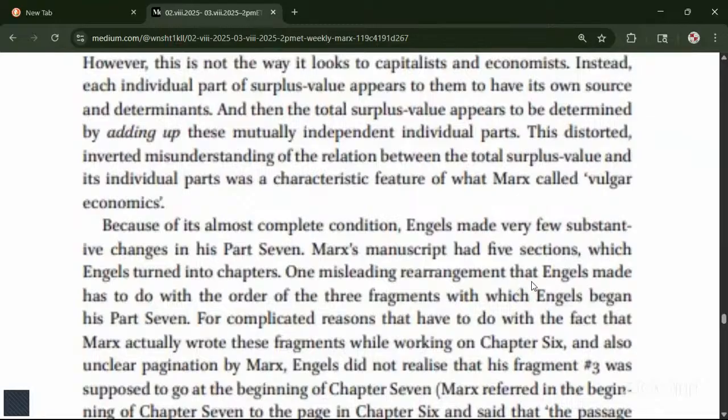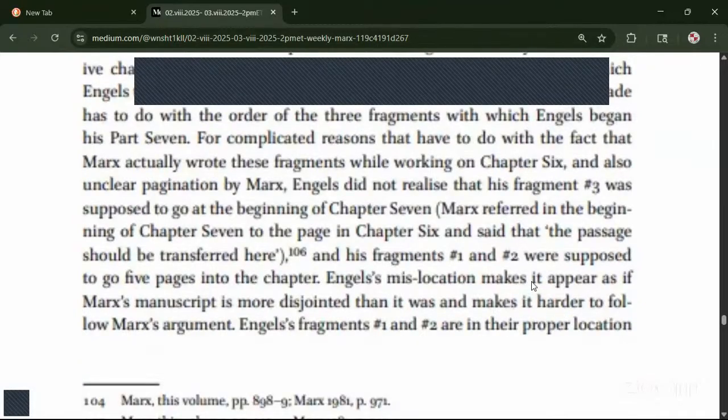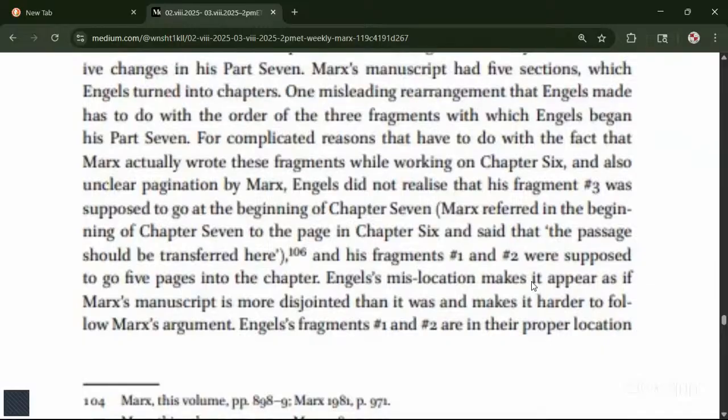Marx referred in the beginning of Chapter 7 to the page in Chapter 6 and said that the passage should be transferred here, footnote 106, and his fragments number 1 and number 2 were supposed to go 5 pages into the chapter. Engels's mislocation makes it appear as if Marx's manuscript is more disjointed than it was and makes it harder to follow Marx's argument.